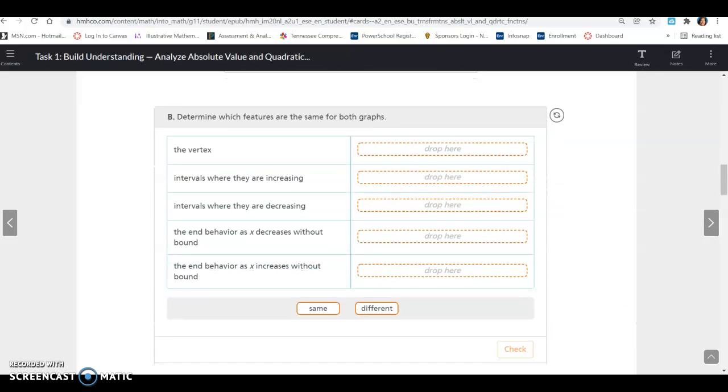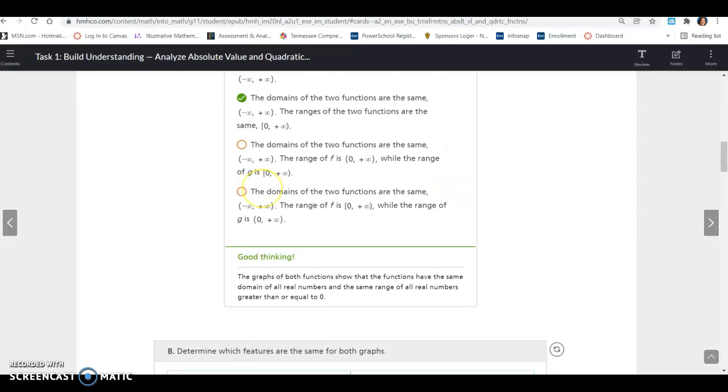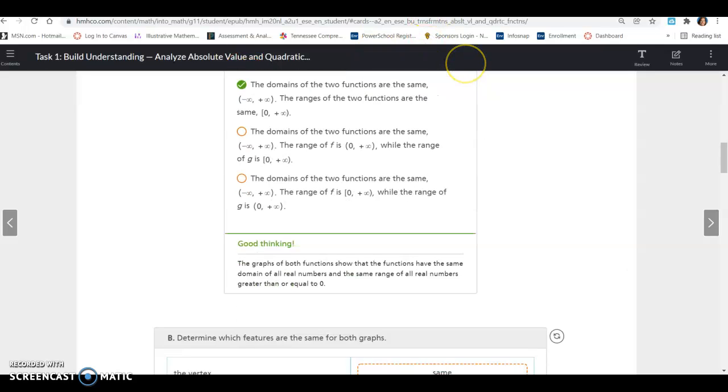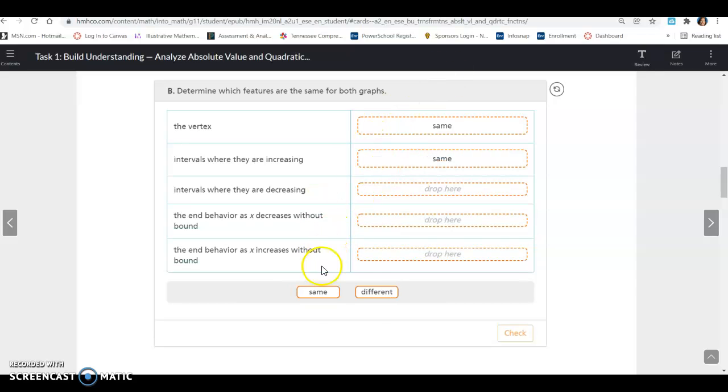All right, it says determine which features are the same for both graphs. All right, the vertex are the same. We already said they're 0, 0. All right, intervals where they increase. Okay, so they both increase on the same side, and they both decrease on the same side. So they both increase greater than 0. So they are the same where they increase. They are also the same where they decrease.